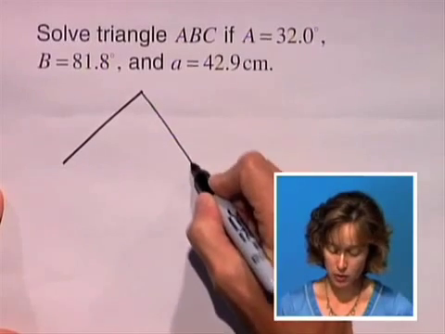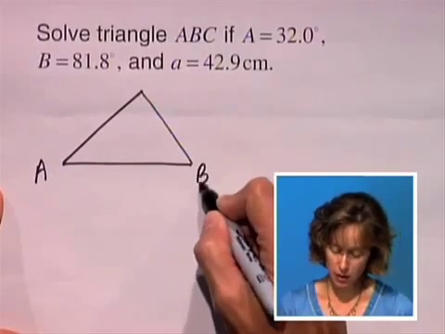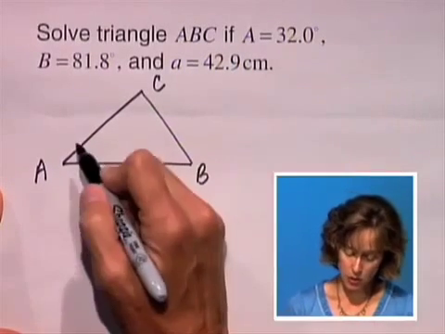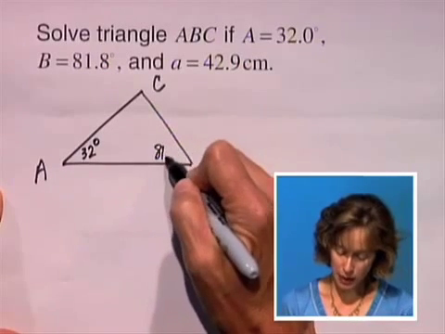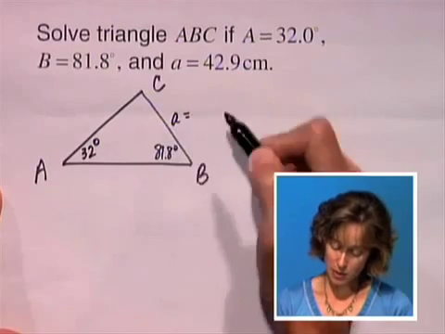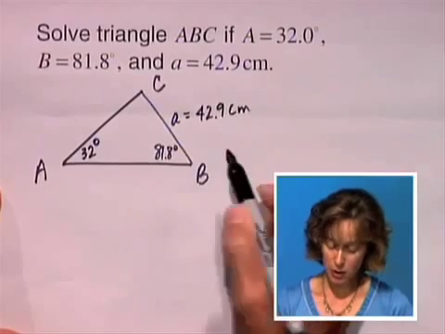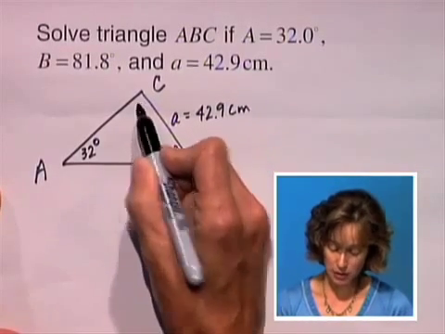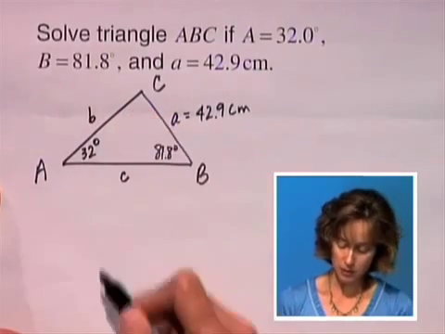So we have a triangle that could possibly look like this. I'll call this angle A, angle B, angle C. Angle A is 32 degrees. Angle B is 81.8. Side a is always opposite angle A. It's 42.9 centimeters. And those are the things I know. The things I'm missing are angle C, side c, and side b.